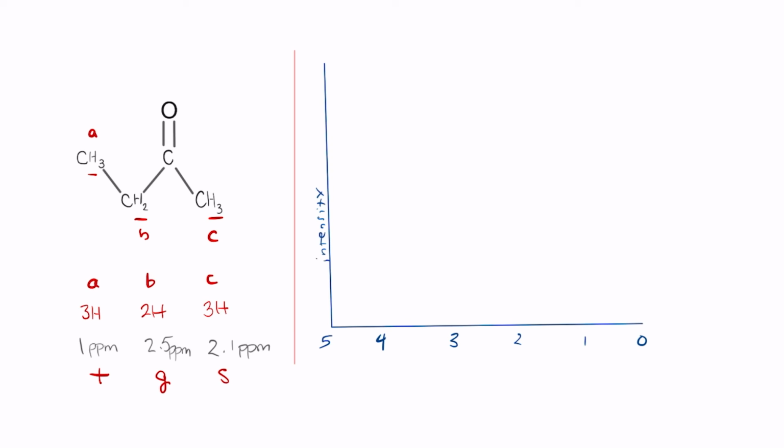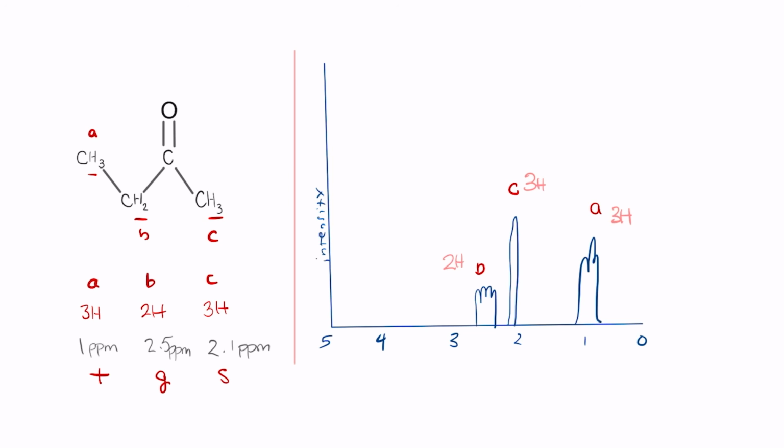Signal A is going to appear as a triplet at around 1 ppm. So over here we can draw out a triplet. Signal B is going to appear as a quartet around 2.5 ppm. And signal C is going to appear as a singlet around 2.1 ppm. So let's go ahead and label those. We have signal C, signal A, and signal B. And signal A has 3 hydrogens, signal B has 2 hydrogens, and signal C has 3 hydrogens.